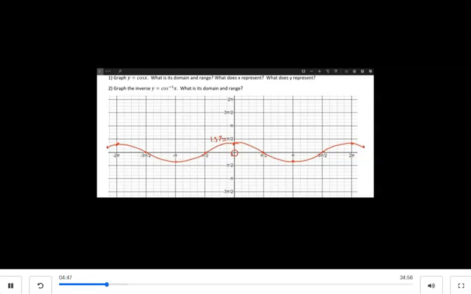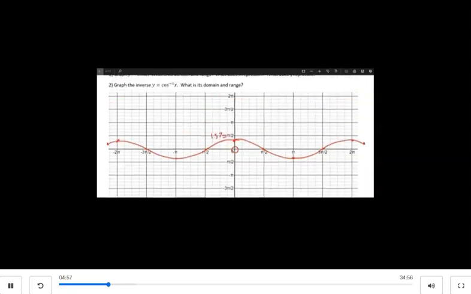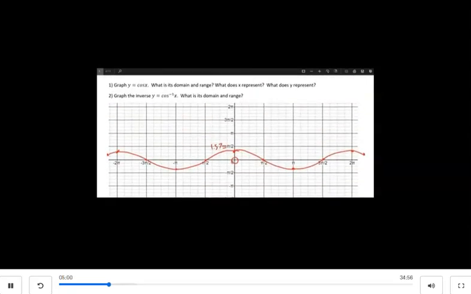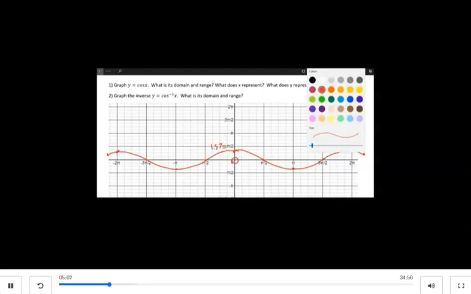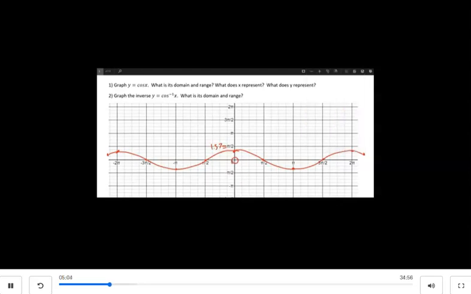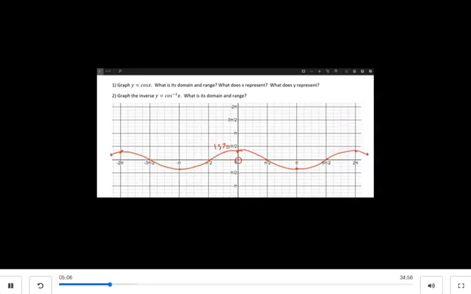What's the domain? You know, that kind of stuff's pretty easy for you guys. You know, domain is all reals and range -1 to 1. Okay, pretty common. And now what happens when we do the inverse cosine? Okay, well, maybe I should ask this question. I've got these other questions here.